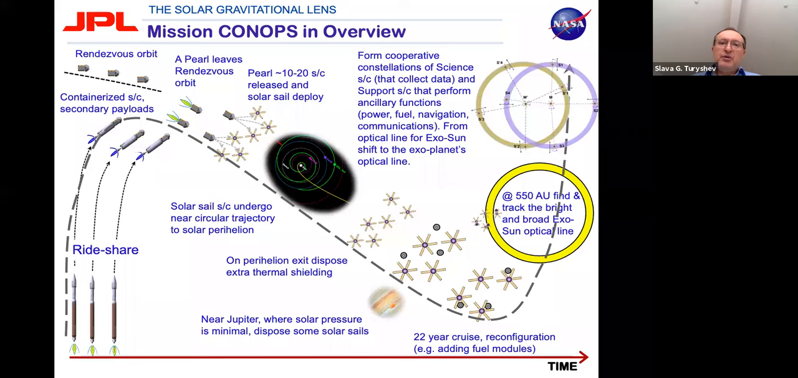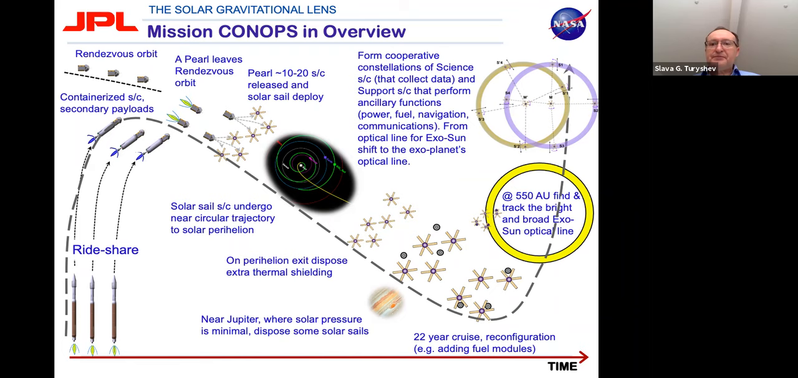So this is our mission design. I will go very briefly, just conceptual. We use rideshare to fly several spacecraft. We use something called a string of pearls approach, where each pearl has roughly five small spacecraft. We're talking about a spacecraft with the mass of roughly 50 to 70 kilograms, and they will be launched by rideshare.